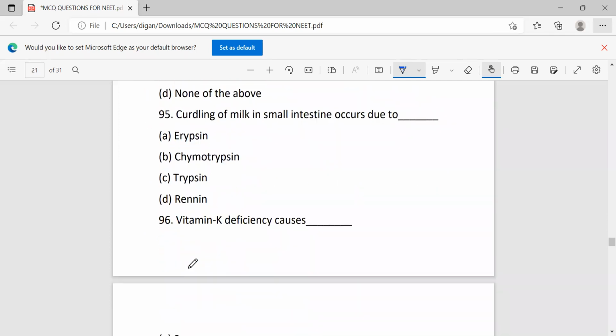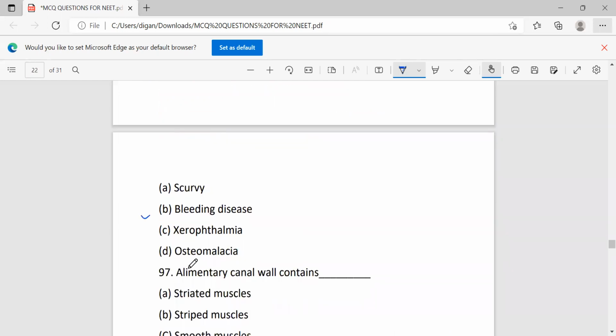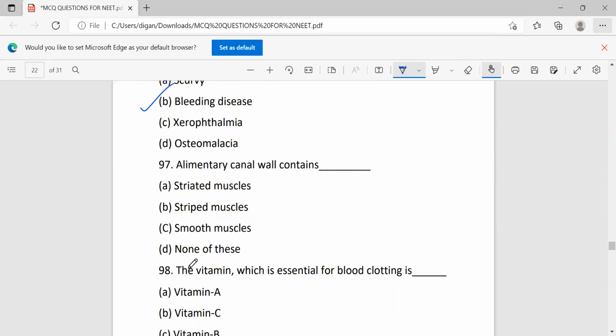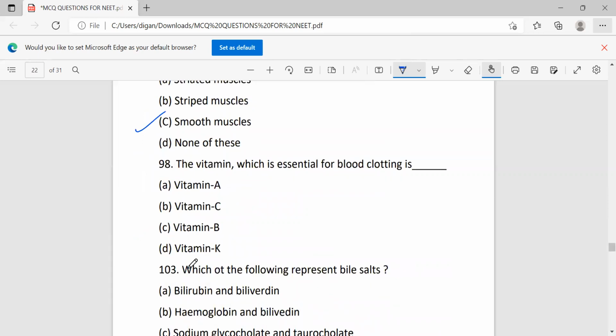Next, curdling of milk in small intestine is due to the presence of what? You know I have already discussed. So rennin. Vitamin K deficiency is called bleeding disease. Alimentary canal wall contains what type of muscle? And the correct option is C, smooth muscle. Vitamin which is essential for blood clotting is vitamin K.